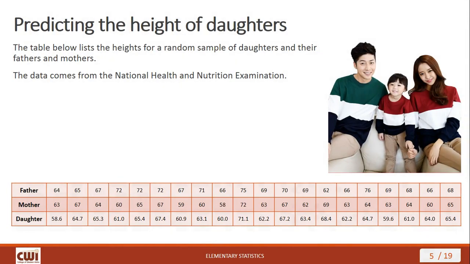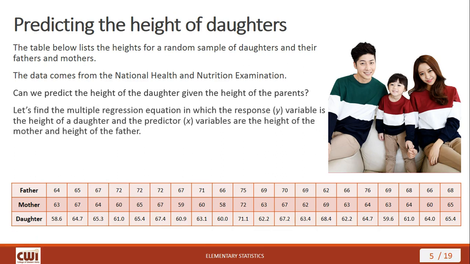Let's look at an example where we're predicting the height of daughters based on the height of the father and the mother. So here we have a table of data listing the heights for a random sample of daughters along with their fathers and mothers. This data comes from the National Health and Nutrition Examination. Now, can we predict the height of the daughter given the height of the parents?